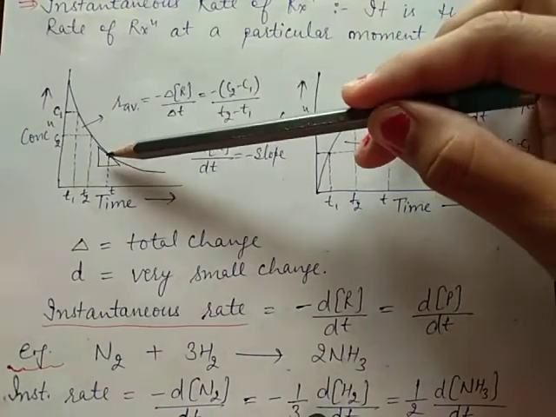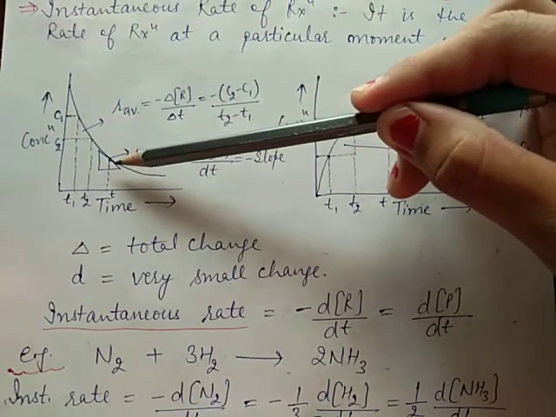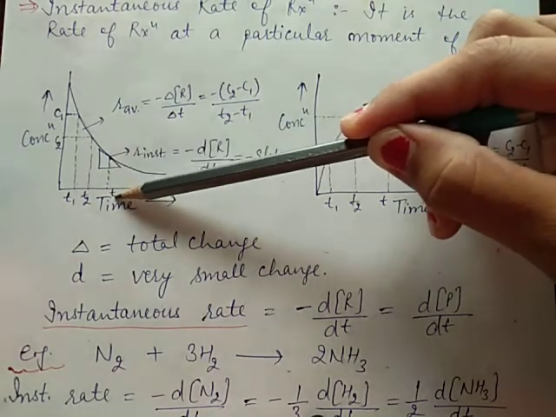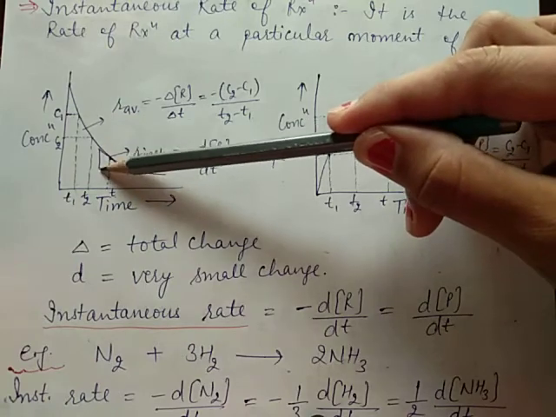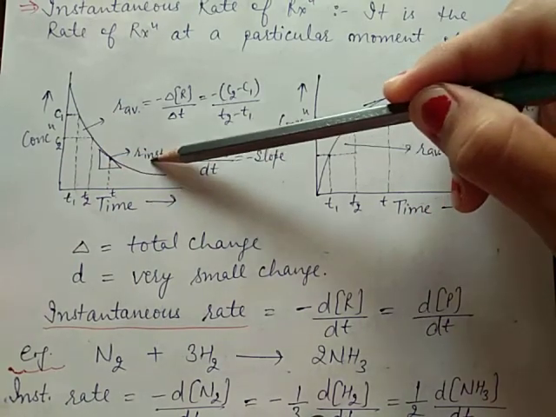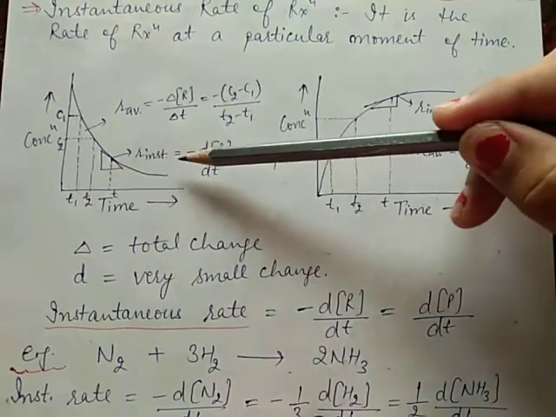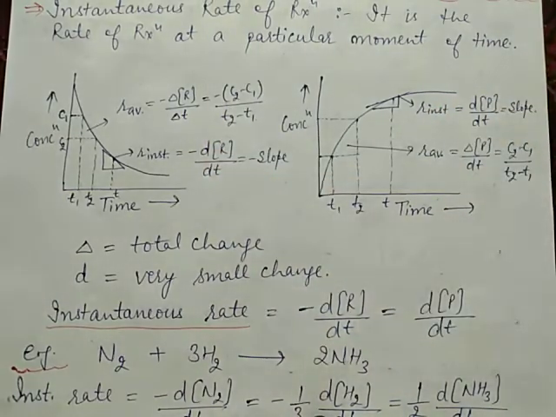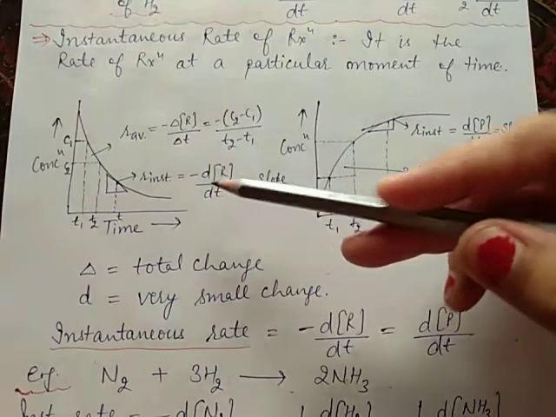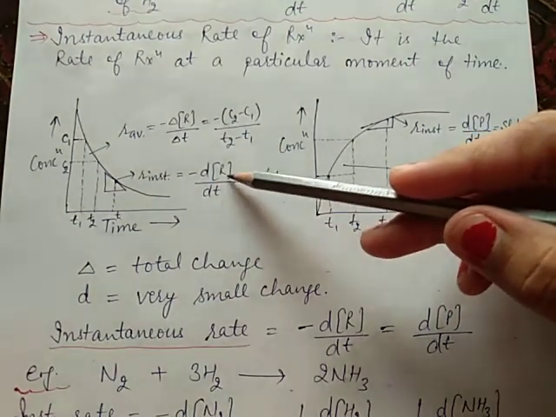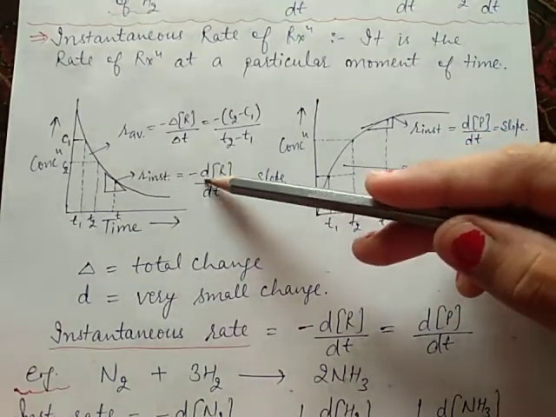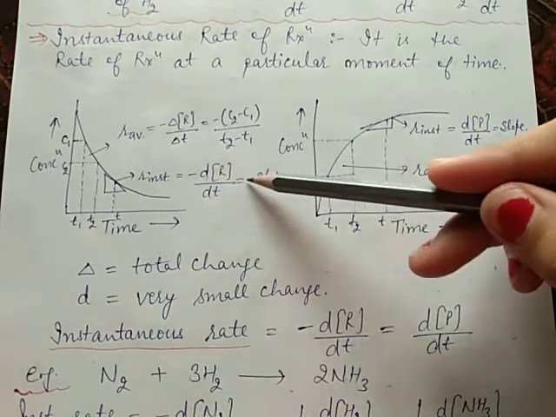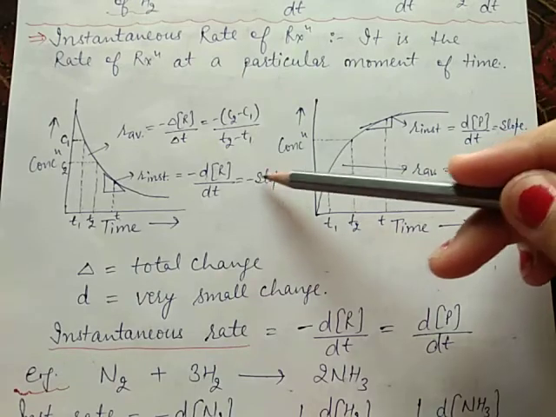But when the reaction takes place at a particular moment of time, at time T, the rate becomes instantaneous rate because a small change takes place. That is equal to minus d concentration of reactant divided by dt. d means very small change. That is equal to minus slope.